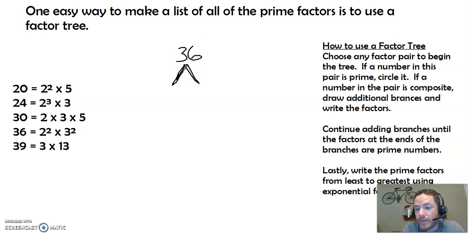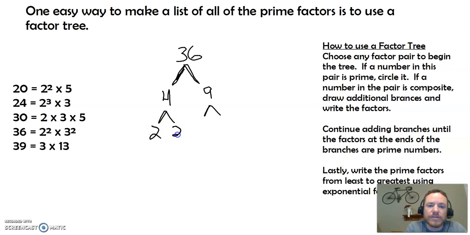There's 4 different ways you could start 36. You could do 2 times 18, 3 times 12, 4 times 9, or 6 times 6. It doesn't matter. I'll just choose 4 times 9. It doesn't matter as long as it's true. 4 and 9 both are composite, so they both get branches. 4 would be 2 times 2, and those are prime. And 9 would be 3 times 3, and those are prime.